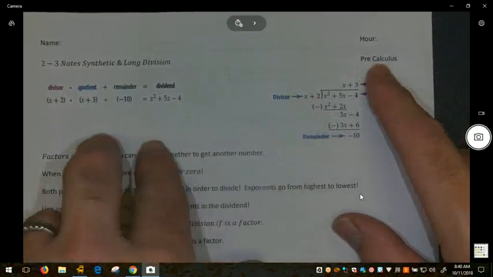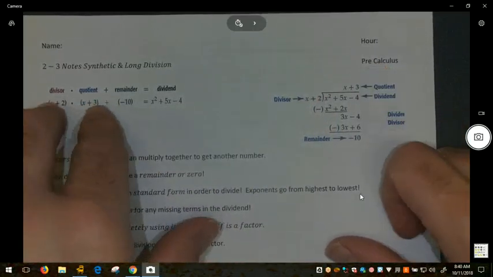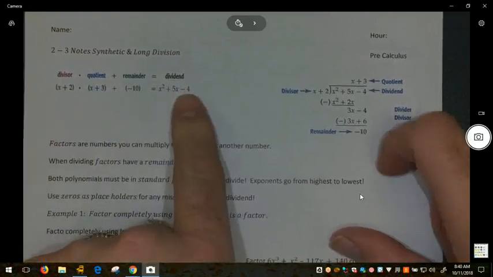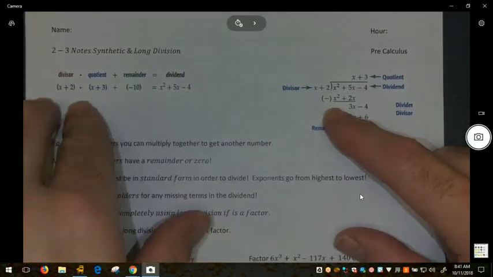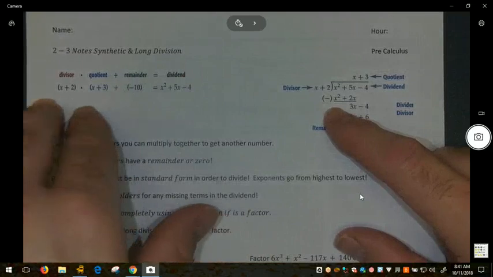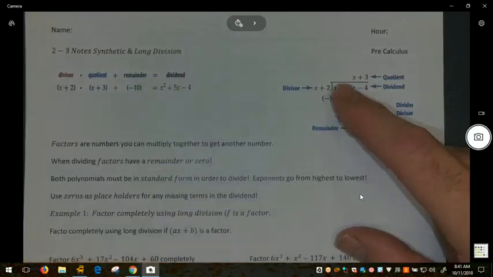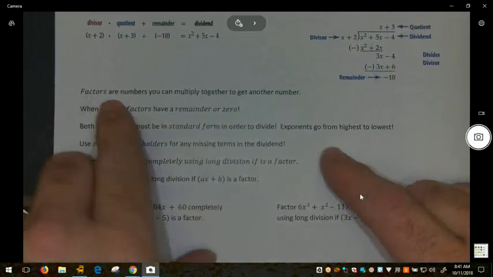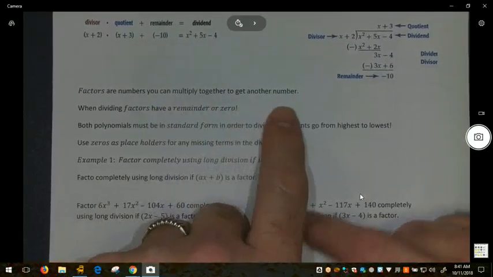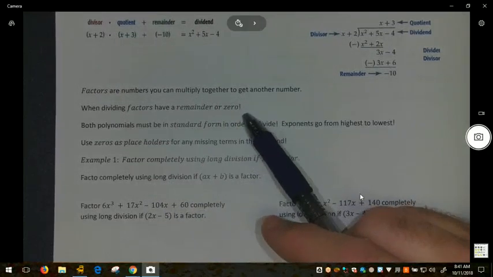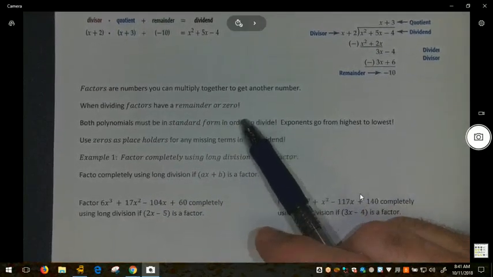Divisor times the quotient: if they are factors of the dividend, we'll multiply to exactly the dividend. Sometimes they don't multiply to exactly the dividend, so we have to multiply the divisor and the quotient and add the remainder to get the dividend. Factors are numbers you can multiply together to get another number. When dividing, factors have a remainder of zero.